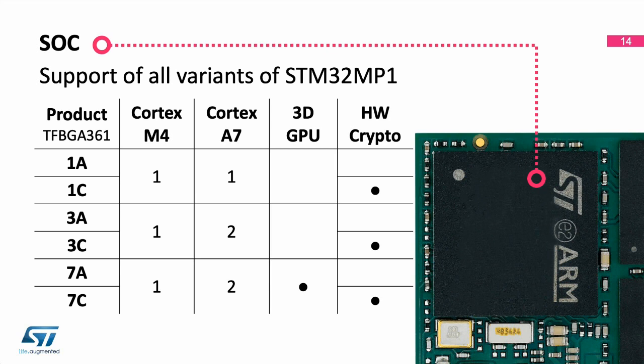And at the beginning of this year, ST has also made an upgrade to the MP1. In this upgraded version, the Cortex-A7 cores are running at 800 MHz instead of 650 MHz. And we at DH Electronics are currently testing this new variant, and we are very confident that we are able to support this new variant on our SOM too.